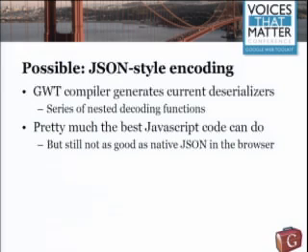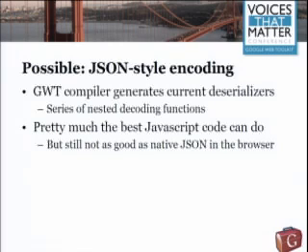Another possibility is JSON-style encoding. Right now, the code that I showed you, the generated deserializer code, is basically a whole bunch of nested function calls. Now, the GWT compiler will inline the hell out of that, and it will be as fast as it can be in JavaScript, but it's still not as fast as the browser itself parsing JavaScript object notation.